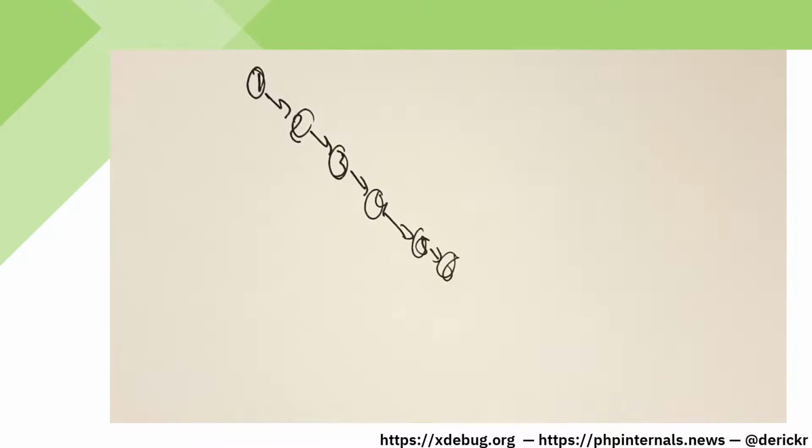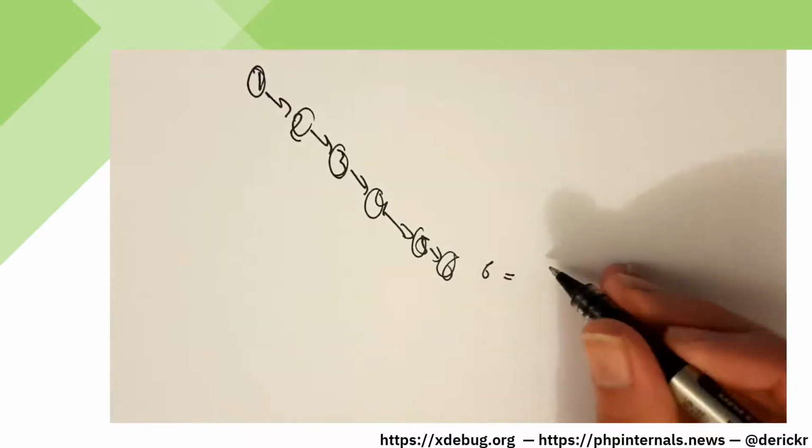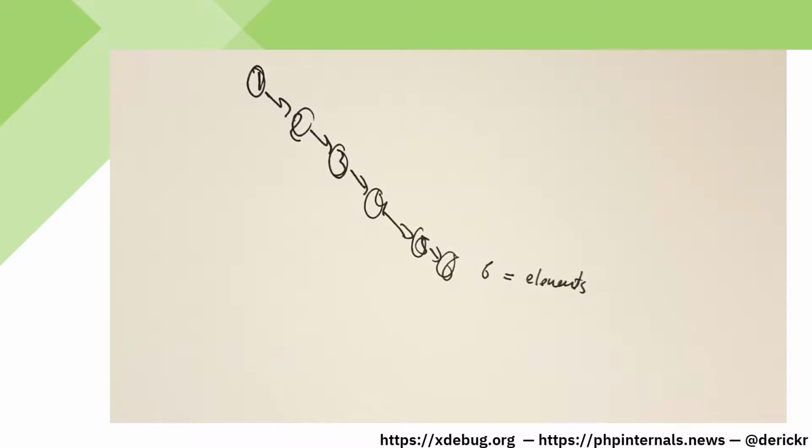And that is the worst possible case, right? To get to the number now, the maximum number of steps that you need is 6, which is also the number of elements that we have. And that is the worst case of this algorithm.